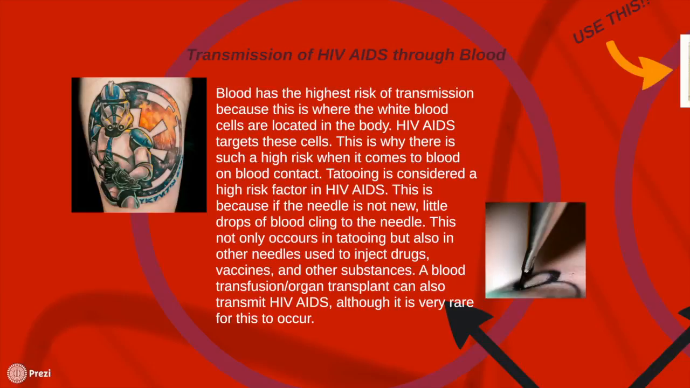Tattooing is considered a high-risk factor in HIV and AIDS. This is because if the needle is not new, little drops of blood cling to the needle. This not only occurs in tattooing, but also in other needles used to inject drugs, vaccines, and other substances. A blood transfusion or organ transplant can also transmit HIV or AIDS, although it is very rare for this to occur.